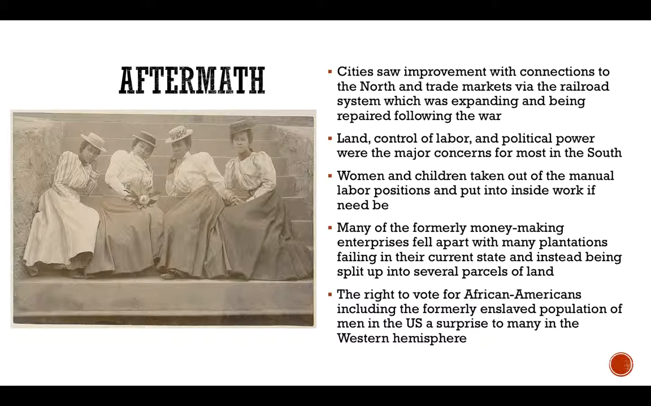Land, control of labor, and political power were the major concerns for most people in the South. So access to farming land and control of the labor force, so dictating who could work where and when and for how much, and political power was a great concern because in the South, there were freed African Americans being voted into office for the first time. And this was startling for many of the white Southerners at this point.